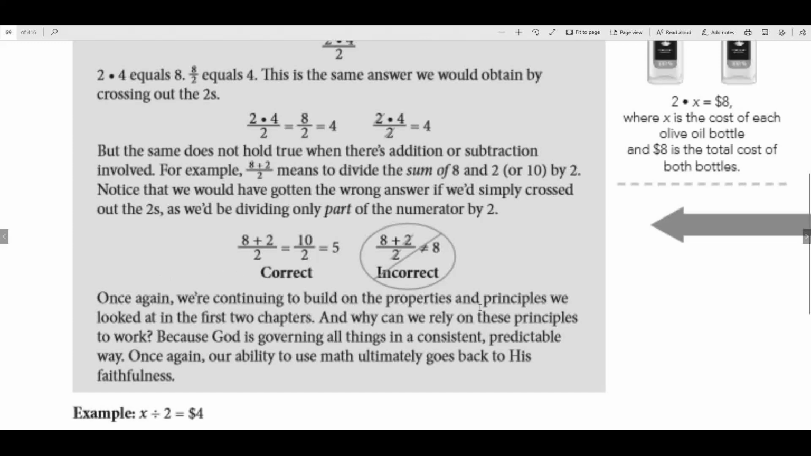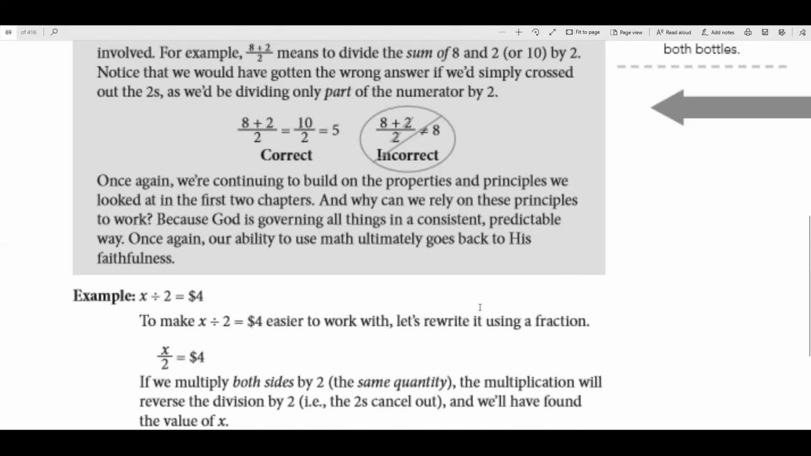Once again, we're continuing to build on these properties and principles that we've looked at. Okay, we'll go ahead and move on.